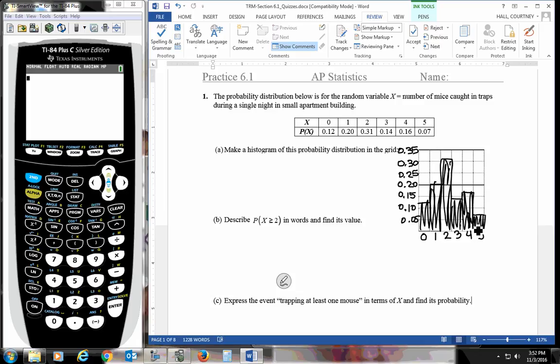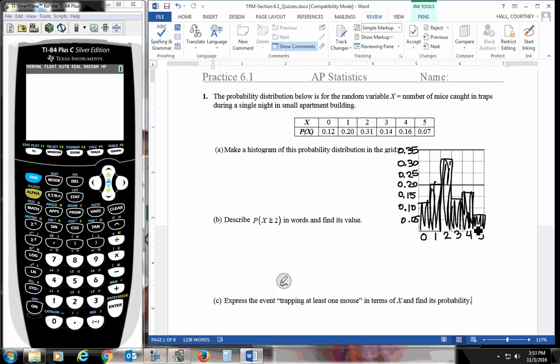Part B, describe the probability that x is greater than or equal to 2 in words and find its value. So in words, we need to remember what our x variable actually represents. It's the number of mice caught in traps during a single night. And so if we want x to be greater than or equal to 2, then that means that we want to catch 2 or more mice during a single night.